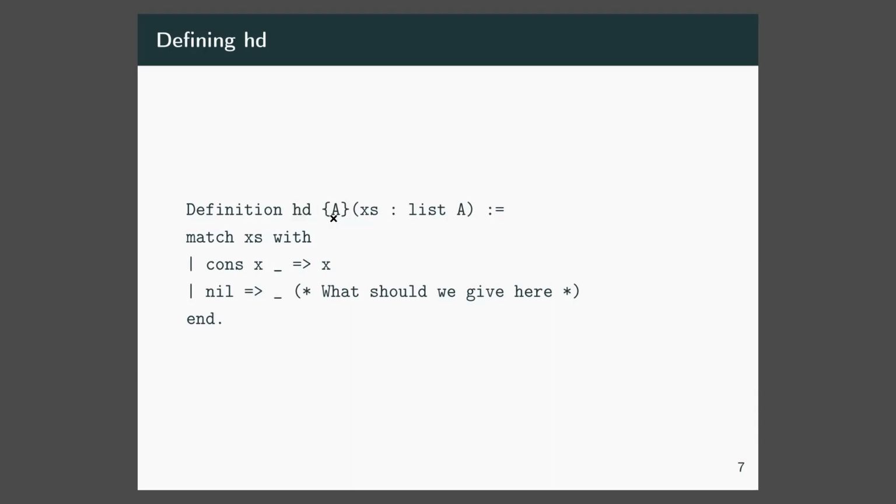I didn't understand. What does that mean? So if I put it in curly bracket, that means that this argument is an implicit argument, in the sense that when you actually use head, you don't have to give this argument. Coq will figure it out and fill it in. Okay, so head takes the argument xs now.